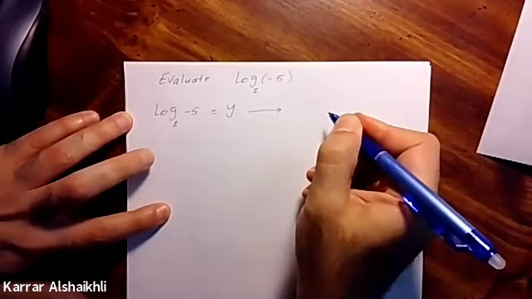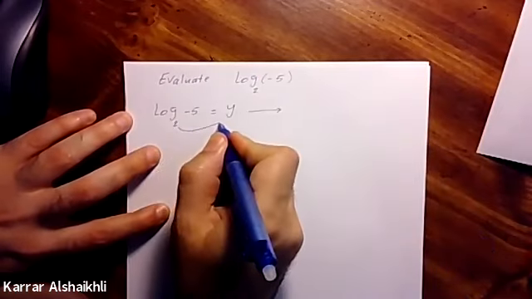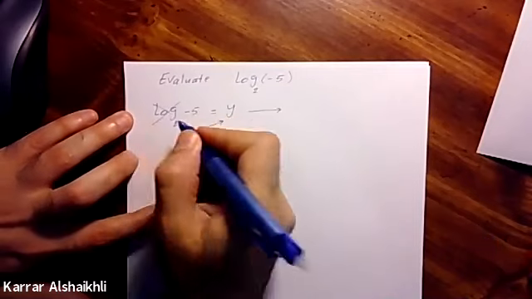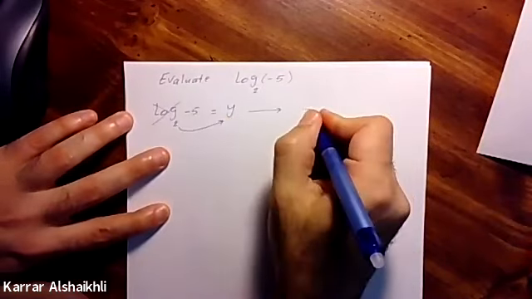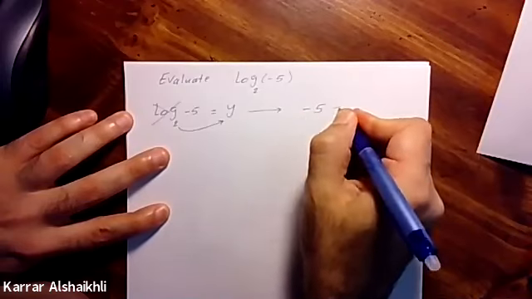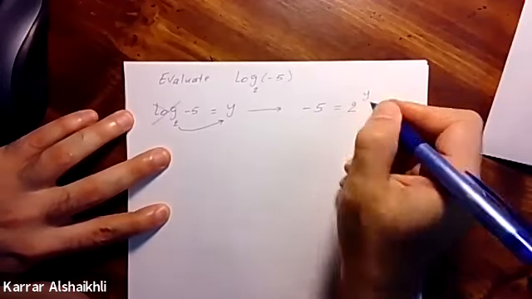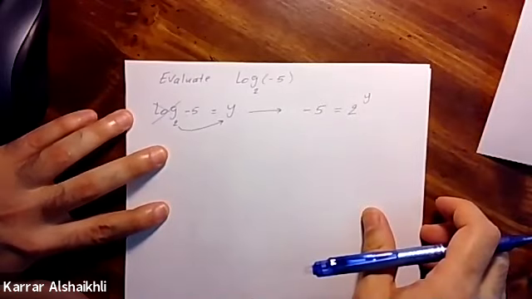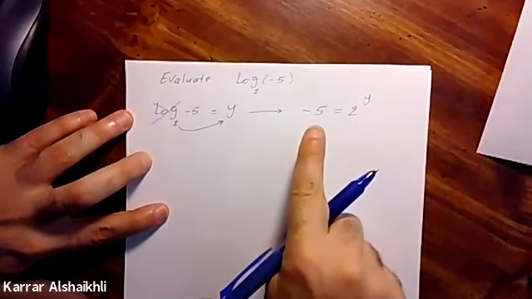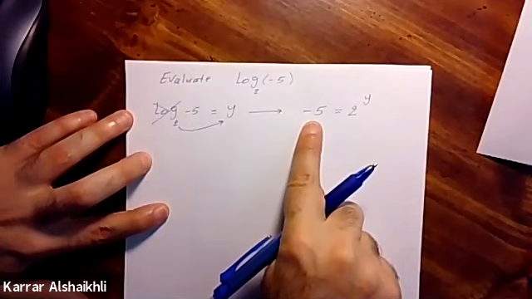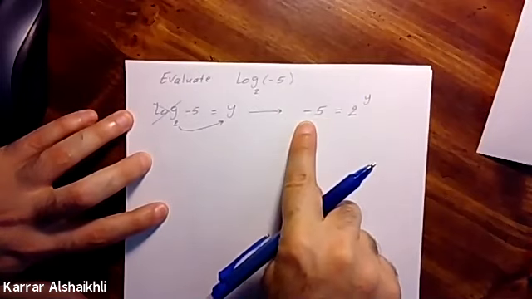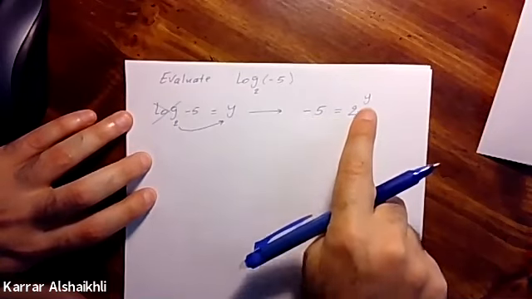We're going to write down the exponential form by moving the base from here to the other side and canceling the log. So the leftover from the left side is negative 5 equals 2 to the power y. Now we have to work on this one. How are we going to write this down? Because I have negative 5 equals 2 to the y.